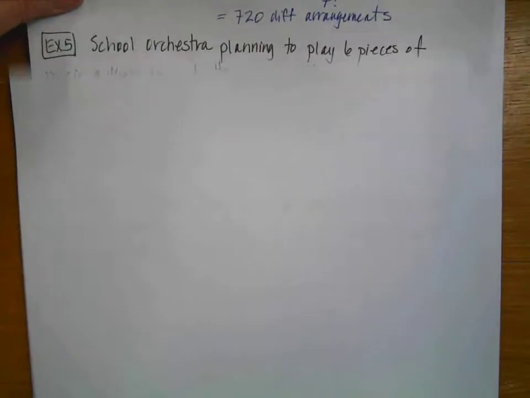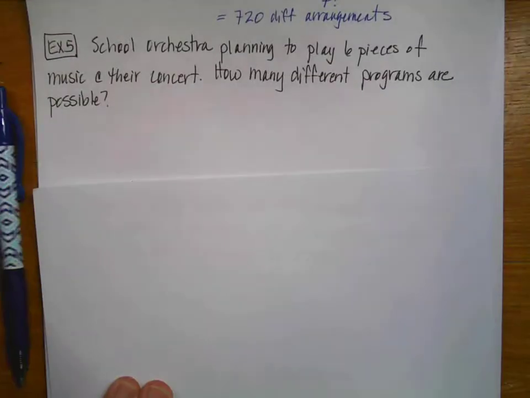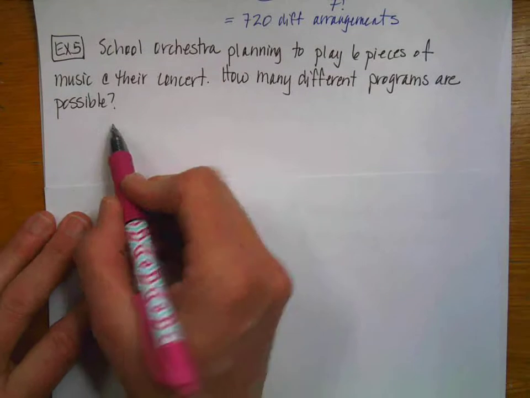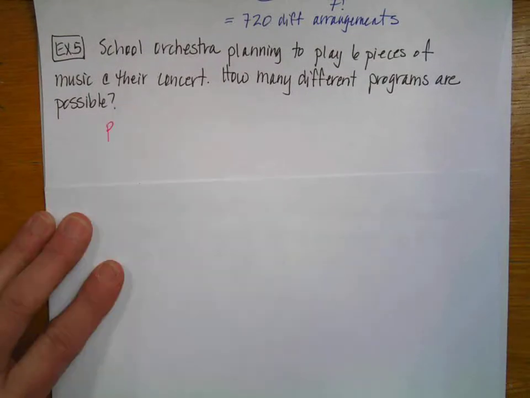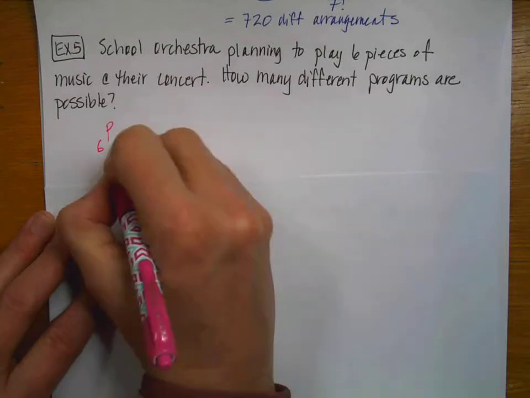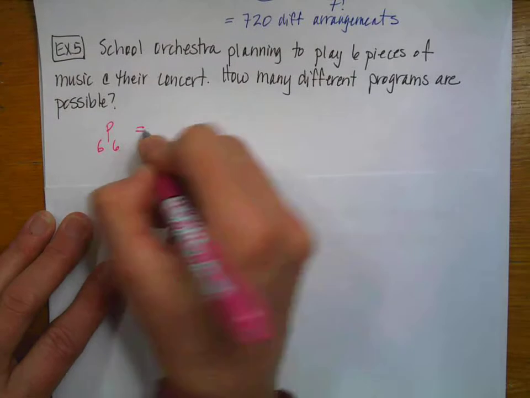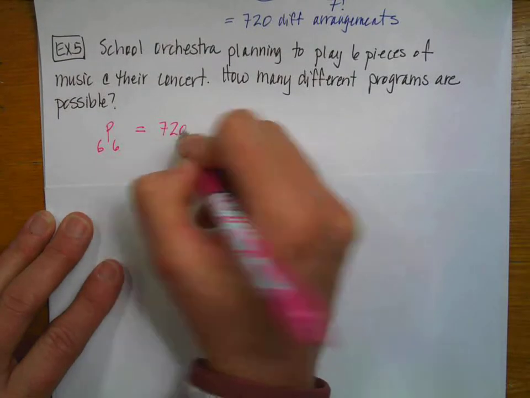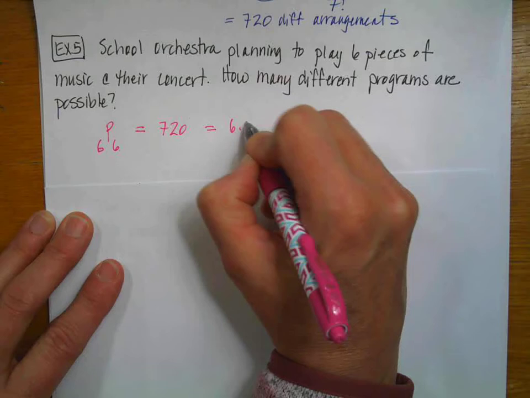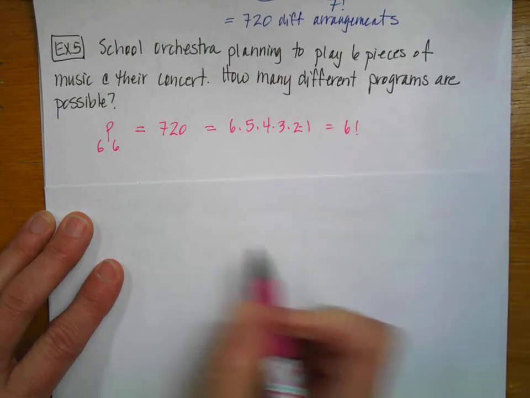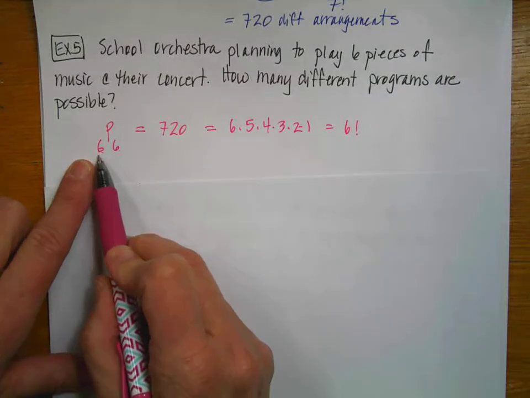Alrighty, example number 5, as we're cruising right along, says we have a school orchestra that's planning to play 6 pieces of music at their concert. How many different programs are possible? So this is kind of a unique situation in that it's a permutation, and I have 6 things, but we're going to play all 6 songs, so technically it's the permutation of 6 choose 6. Well, this is actually going to be 720, and this is kind of like our picture frame problem. Technically, it's 6 factorial.